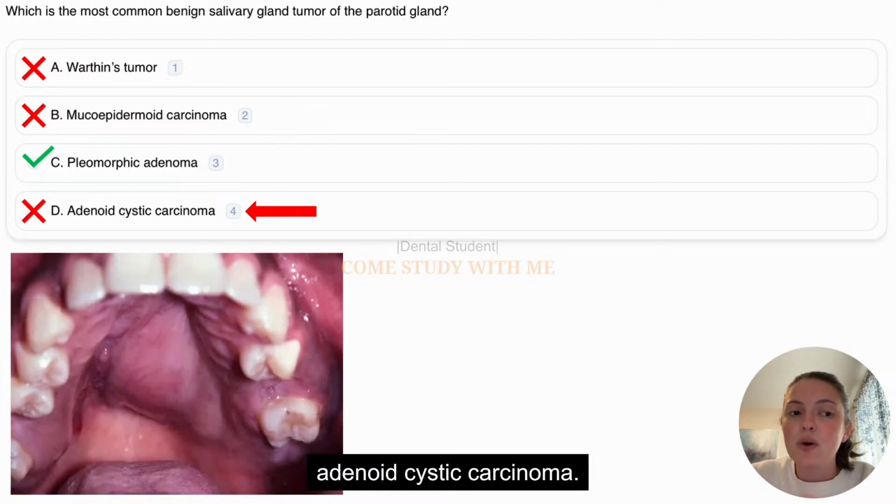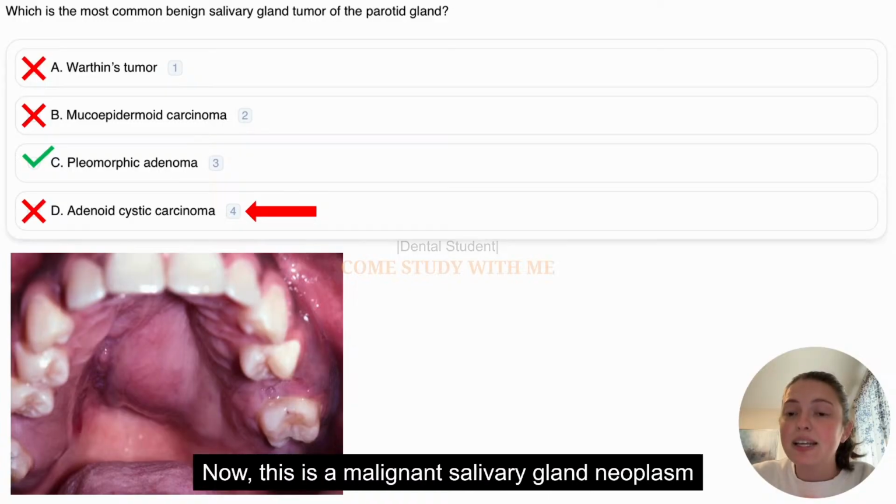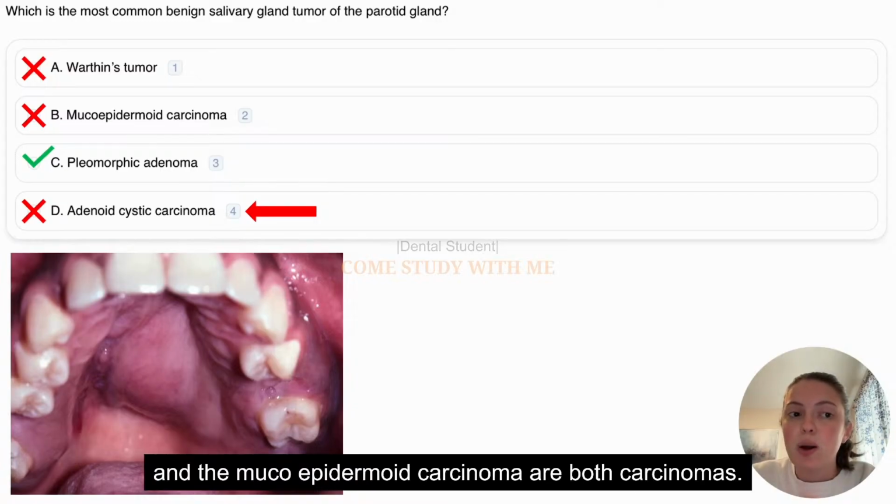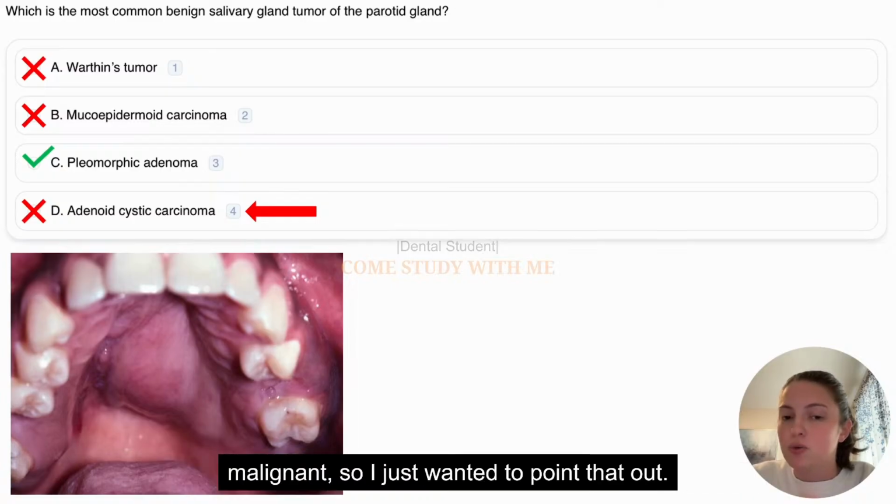And last, we have the adenoid cystic carcinoma. Now, this is a malignant salivary gland neoplasm that represents 5% of all salivary gland neoplasms. And I also want to point out that this and the mucoepidermoid carcinoma are both carcinomas. A carcinoma will always be malignant, so I just wanted to point that out.